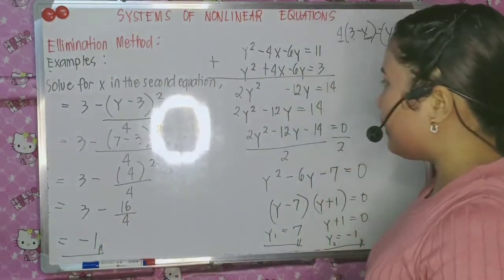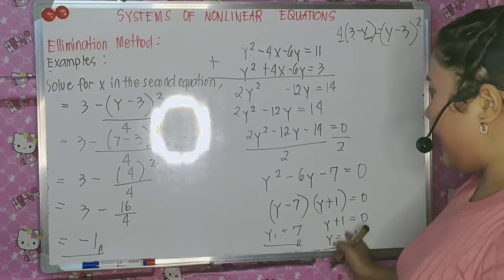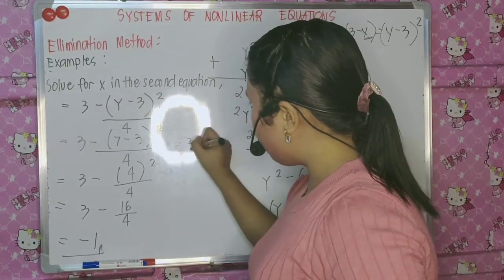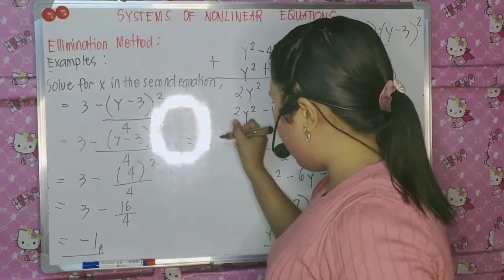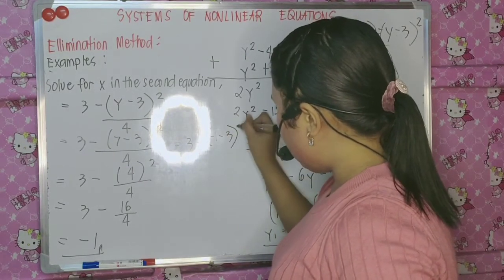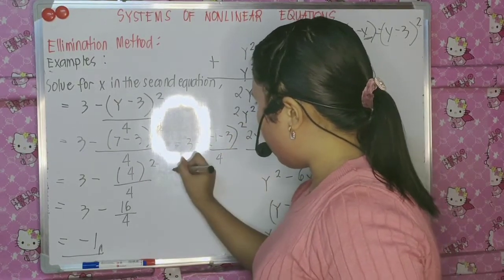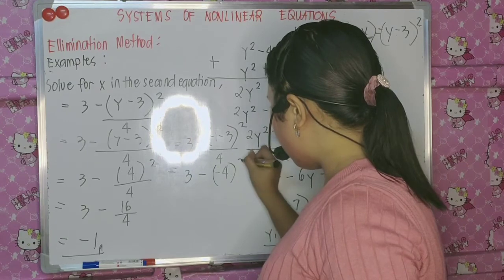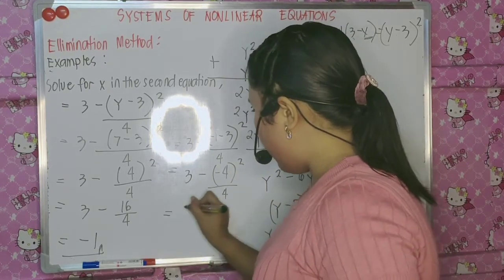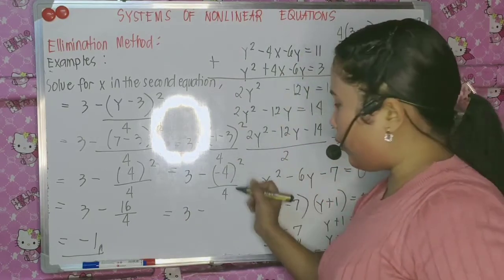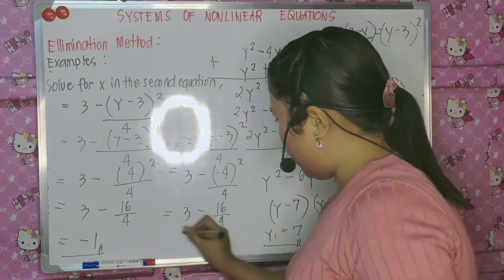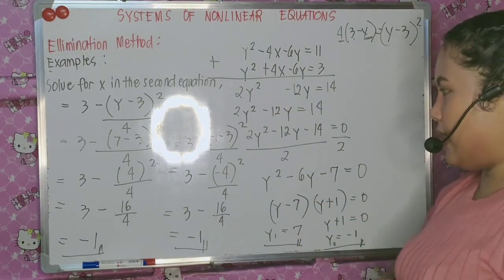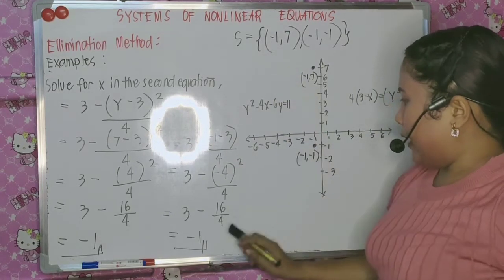Okay? So, how about naman if gagamitin natin is yung negative 1? Okay? So, same lang naman. Ito yung gagamitin natin ulit. So, 3 minus. So, yung y natin is papalitan natin ng negative 1 minus 3 squared over 4. So, 3 minus negative 1 minus 3, we have negative 4 squared over 4. So, we have 3 minus negative 4 times 4, we have positive 16 over 4. So, the answer for this is negative 1. So, same lang siya. So, now, our solution set will be negative 1, 7.